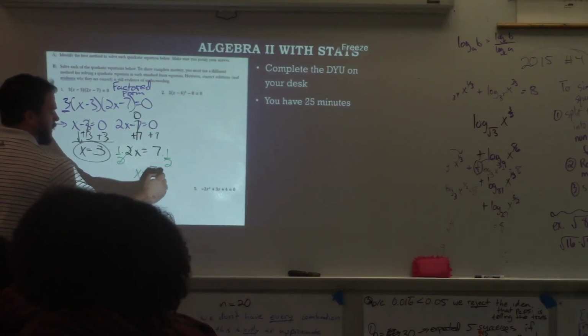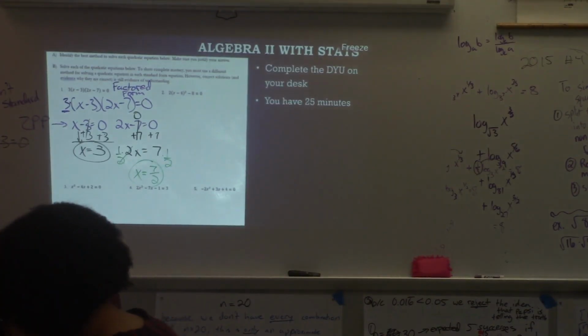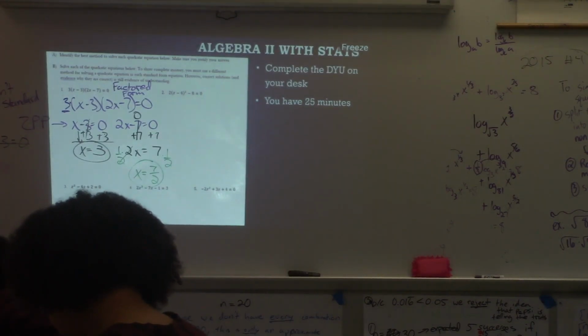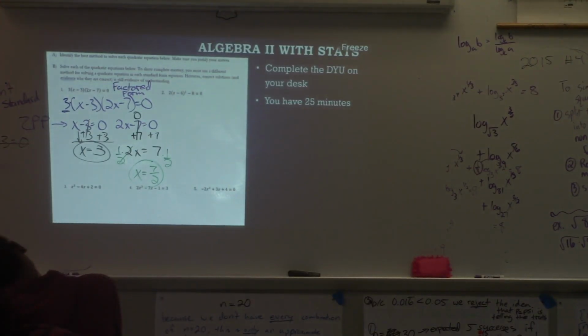So 7 halves, 7 divided by 2. Ooh, I got that right. There's my roots. There's my zeros. Those are my solutions. Okay, so please don't forget, when you already have factored form, don't make it harder than it has to be. Use your zero product property.